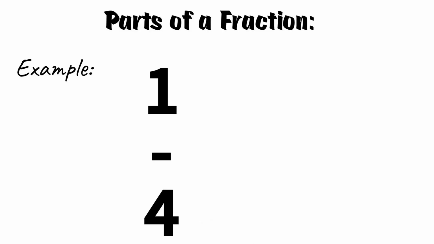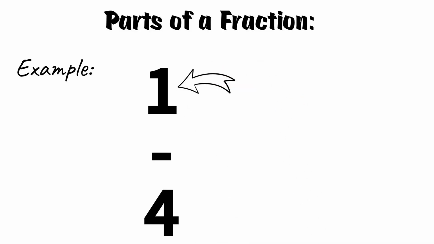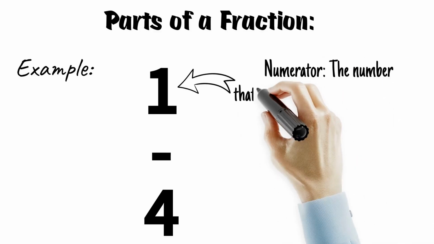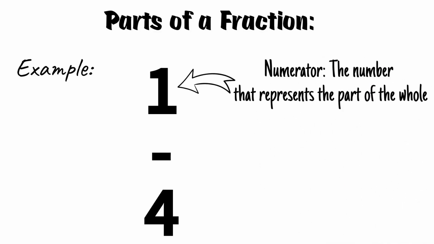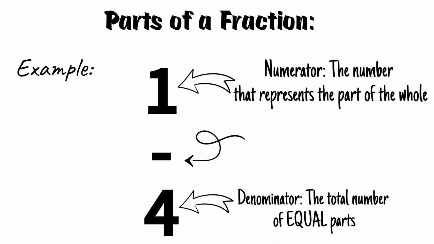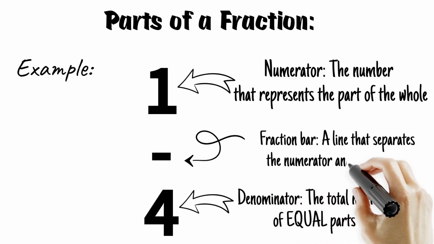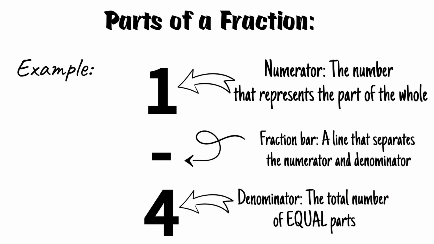Before we jump right in, I want to quickly go over the parts of a fraction. In a fraction, there are three main parts. First off, we have the numerator, which is always our top number, and that represents the part of the entire whole. Next, we have the denominator, which is always our bottom number, and that represents the total number of equal parts. Finally, we have a little line that separates the two, and that is called the fraction bar. It's basically just a line that separates the numerator and the denominator from each other.